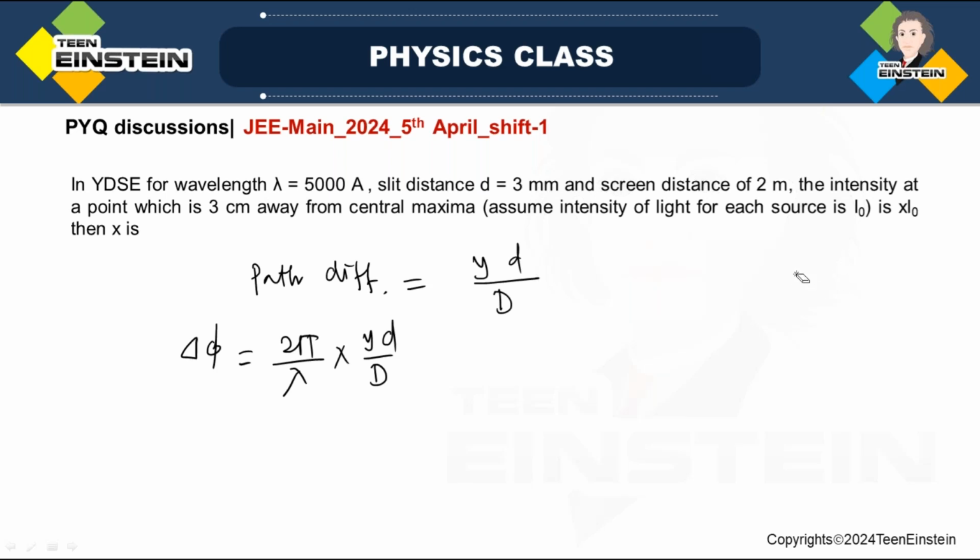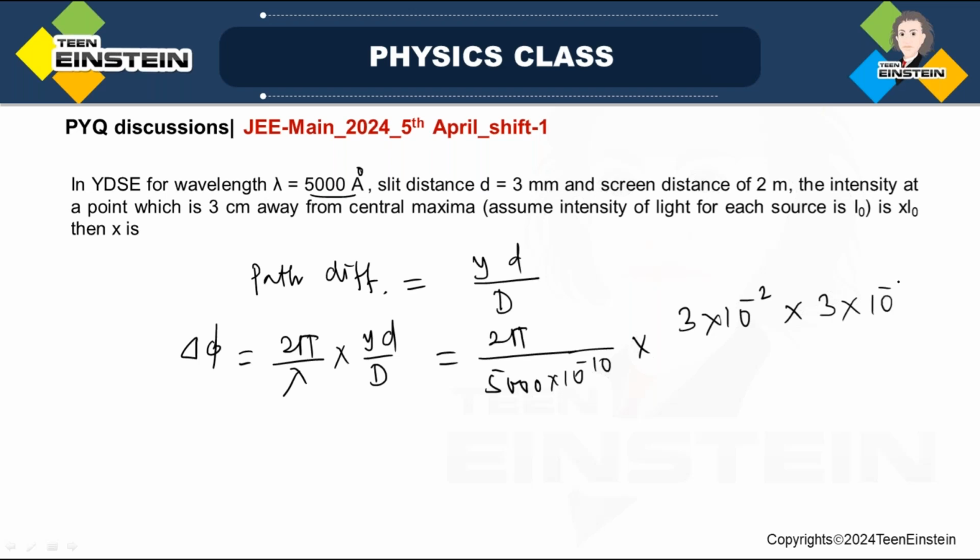Anyway, you guys know very well the formulas. So here you know what we have to do: 2 pi, lambda is 5000 into 10 to the power minus 10, this is in angstrom. Then y is 3 centimeter, that is 10 to the power minus 2. Small d is 3 millimeter, 10 to the power minus 3, divided by capital D, that is 2 meter. So let us do it here. What we are getting, so this two I can cancel out, isn't it?